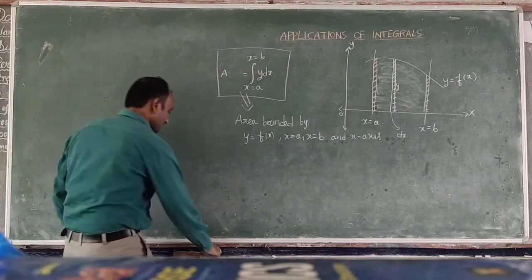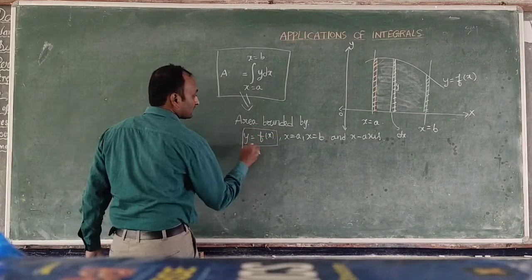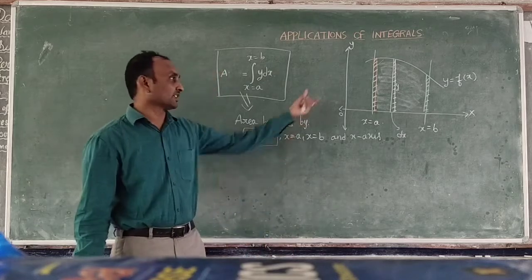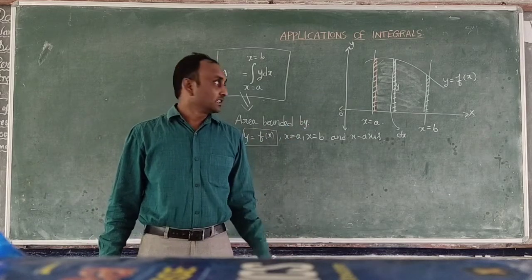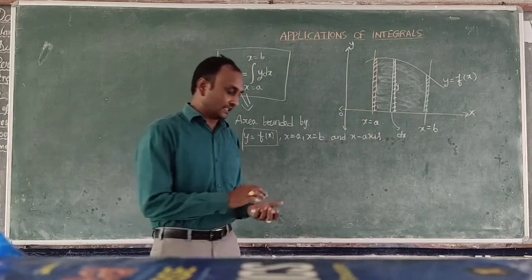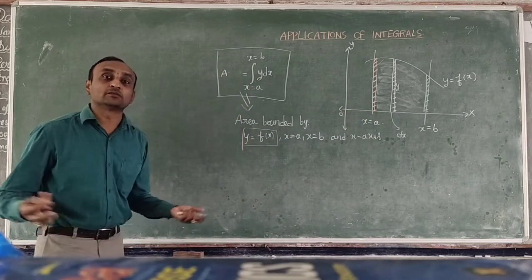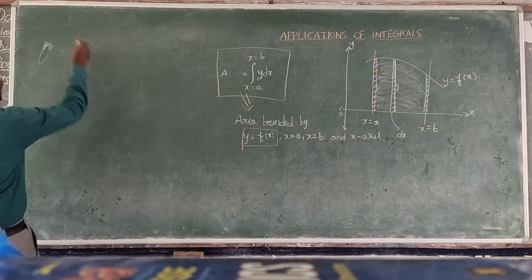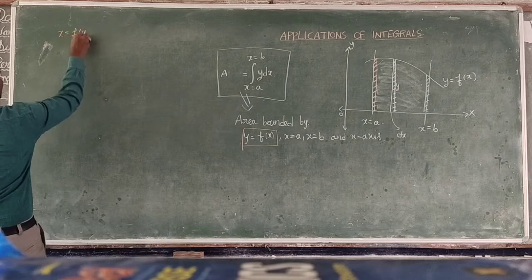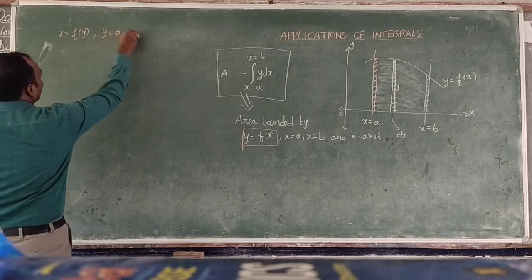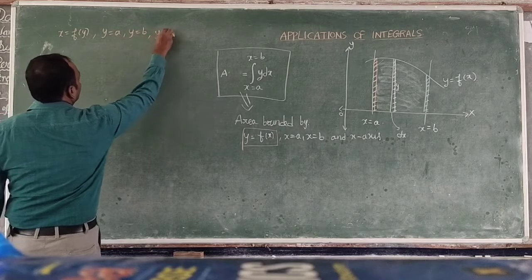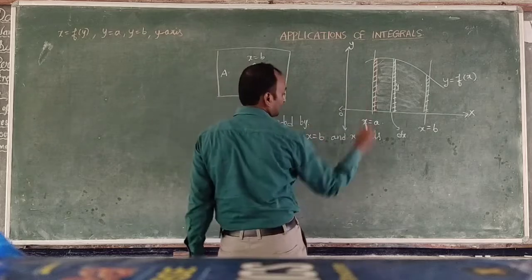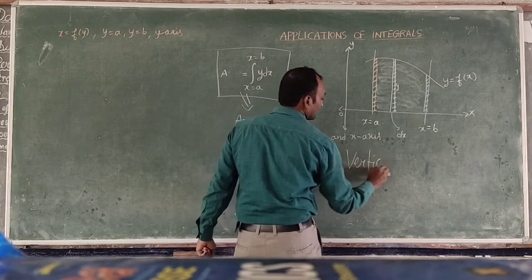In this case, y equal to f of x must be given. Y must be expressed in terms of x. Then you will be able to find the area of the bounded region. Similarly, if it is given x in terms of y, how will you find the area? For example, x is equal to f of y, the limits are y equal to a, y equal to b, and the y-axis. The first method is called the vertical strips method.